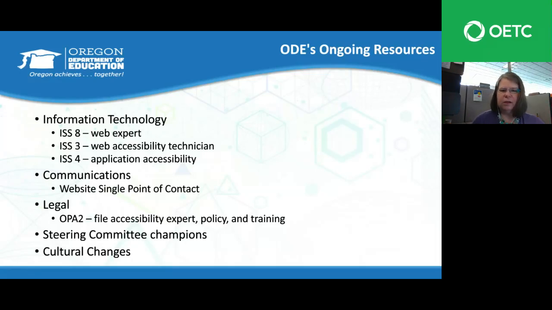In communications, we have the single point of contact for our website. That's a technical designation that the state gives to somebody in the agency who is responsible for the website. That person lives in communications. And in our legal department, we're going to be hiring a different classification for the file accessibility expert who will maintain the policy for accessibility and all the training materials that are related to accessibility. We have a policy in the agency that says everything public facing must be accessible. We've had it defined and ready to go.